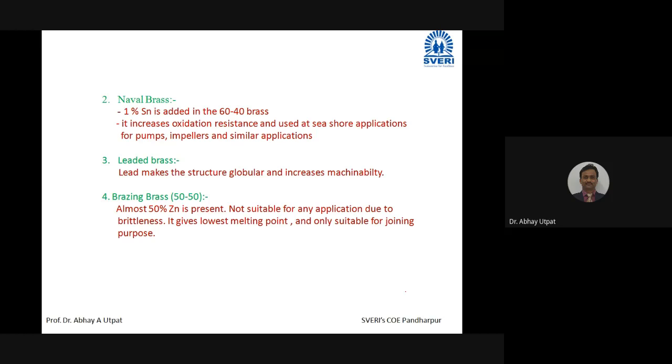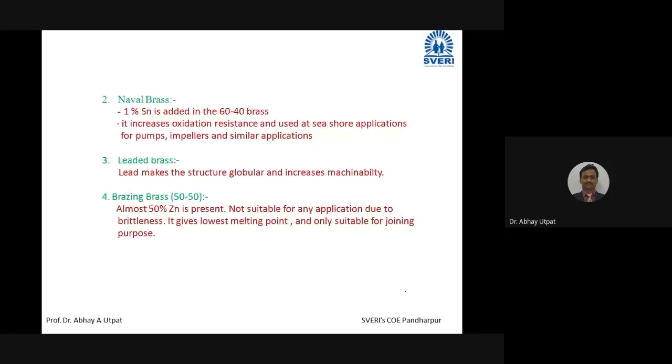Okay. So let me conclude today's class. Today we have studied non-ferrous alloys. There are two types of non-ferrous alloys, brass and bronze. Brass is an alloy of copper and zinc, and such an alloy is called brass. Zinc, when added into the copper phase, type 1 is alpha brass, type 2 is alpha beta brass.